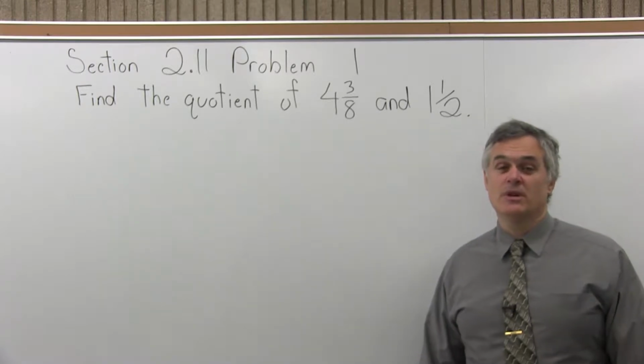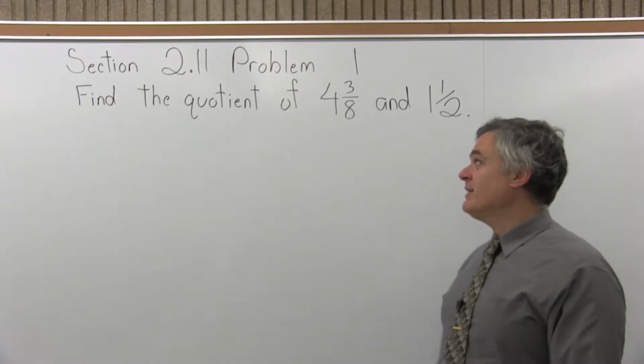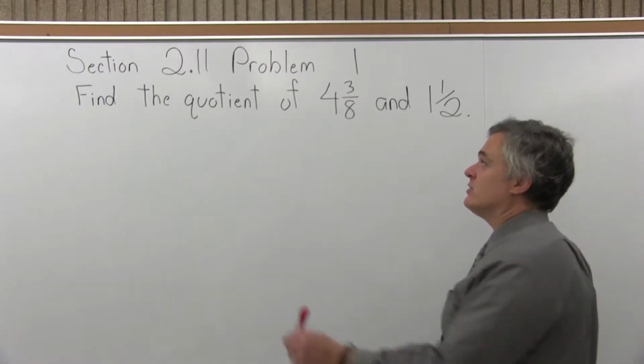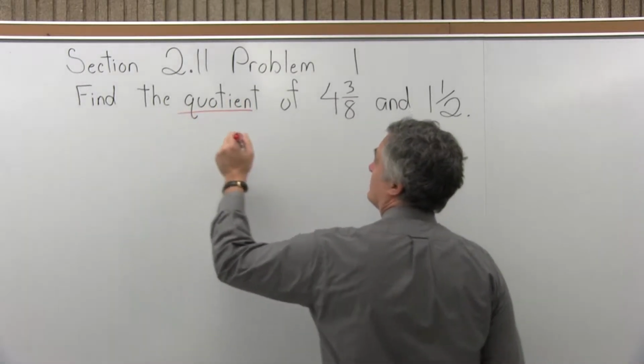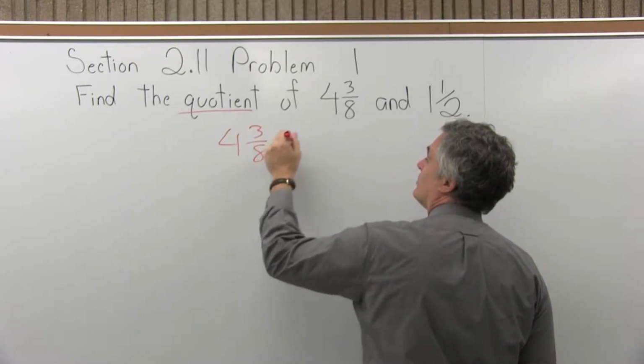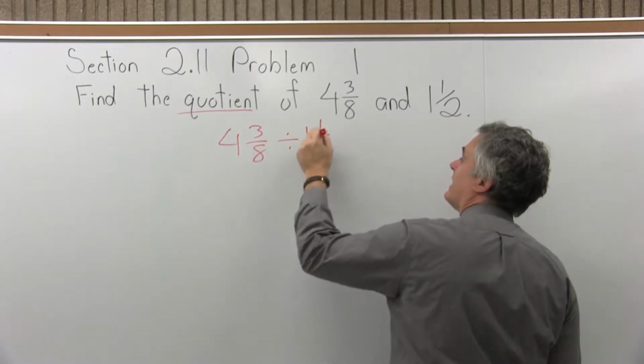This is Section 2.11, Problem 1. It says find the quotient of 4 3/8 and 1 1/2. So the term quotient is the key as to what we need to do. We need to divide. So this really says divide 4 3/8 divided by 1 1/2.